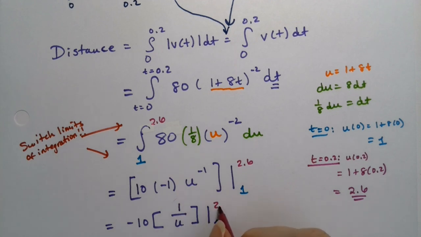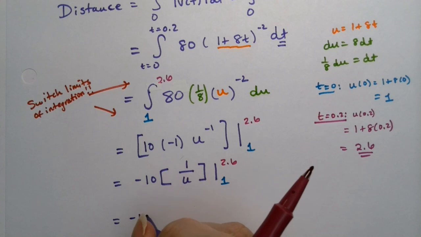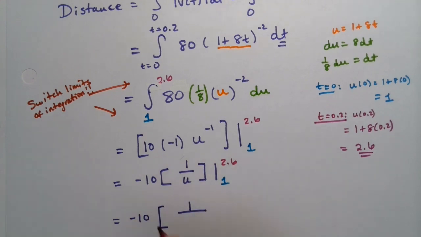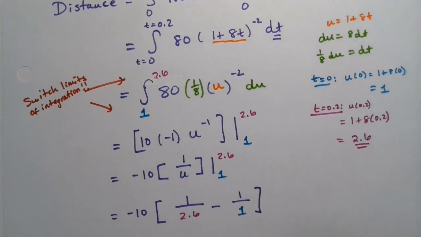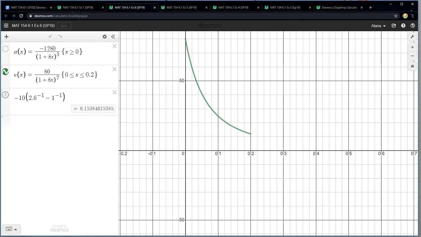which is negative 10 times 1 over 2.6 minus 1 over 1. And this is what we have Desmos invented for, yes? This is what it's for. And we don't have to do any of this stuff by hand. All right, so I actually already did it. It's right there. 6.1538. So 6.154.